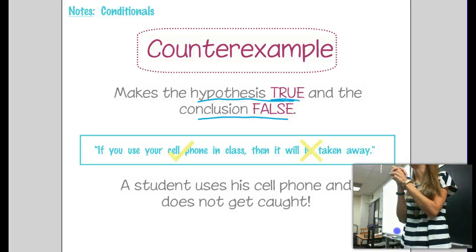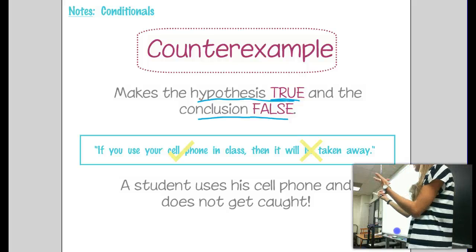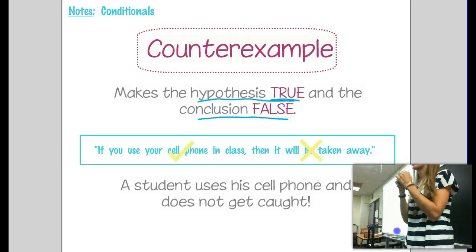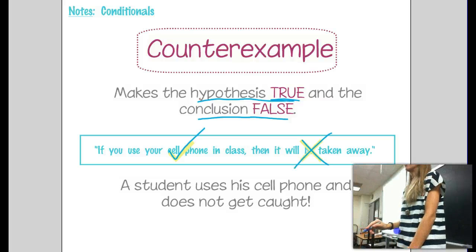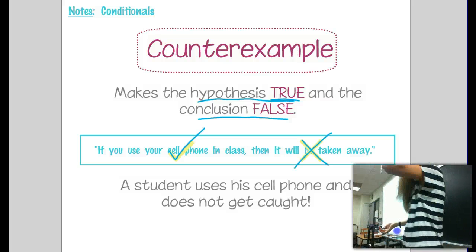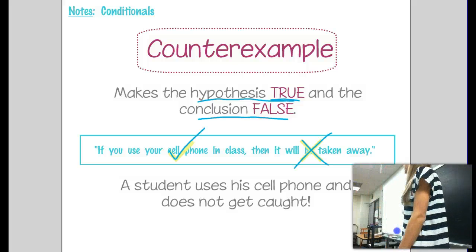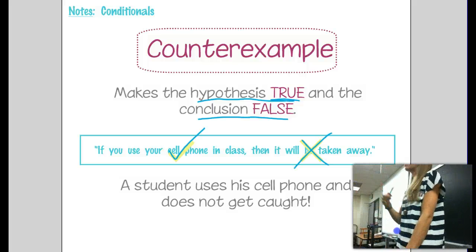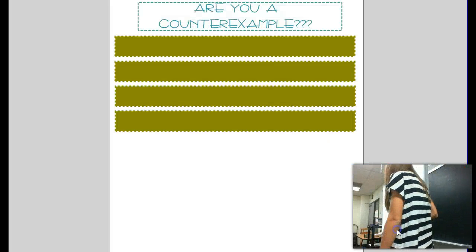So here's an example. If you use your cell phone in class, then the teacher takes it away. I bet someone touched their cell phone in class today and I didn't see it. So that just proved my sentence false. You used your cell phone in class, check, but the teacher did not take it away. Because I can't see everything, and believe it or not, I don't have eyes in the back of my head. So, if you can find one time that it didn't happen, then your whole statement is false. It loses its validity.